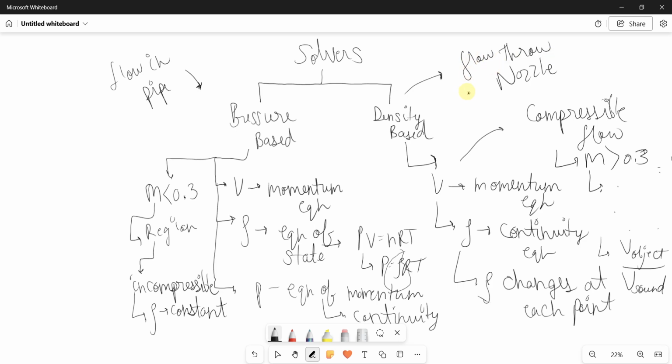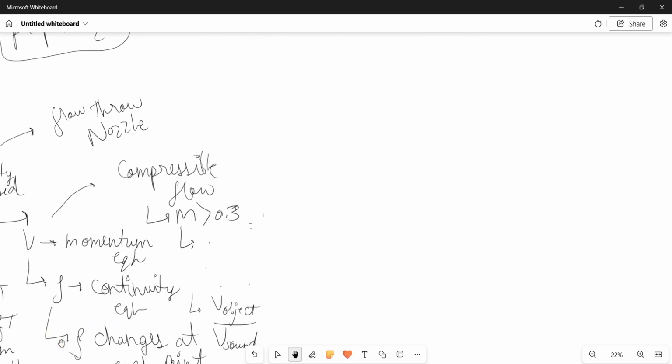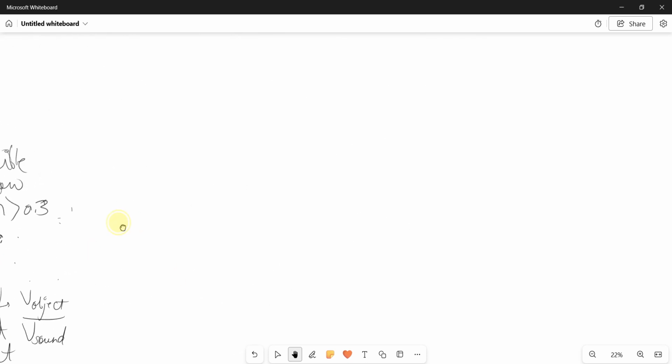So when you know your density is changing, you use the density based equation. So if that's simple enough now to understand, let's move on. So now moving on, we'll directly get into your pressure based in detail.